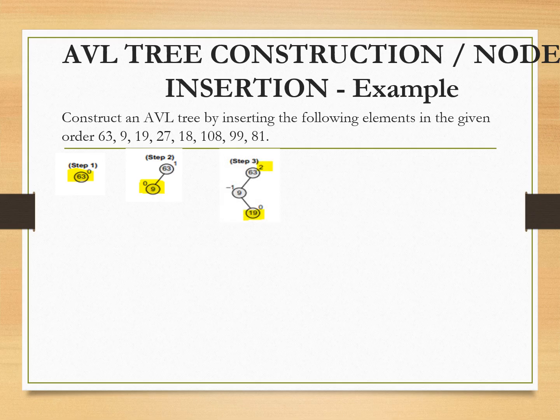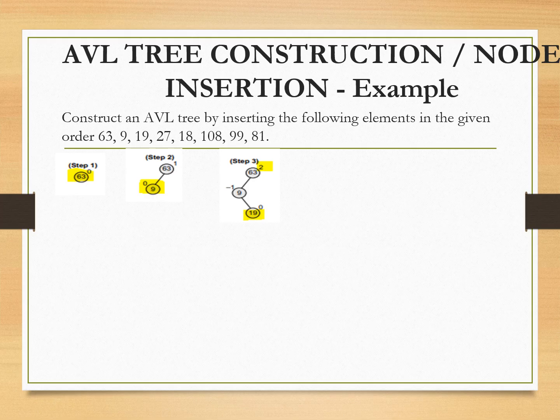Next I need to insert 19. 19 is compared with 63. It is lesser. So it comes to the left. Already 9 is there. 19 is compared with 9. 19 is greater. Therefore to the right of 9. Now again you check for the balancing factor. For 19 it is 0. For 9 it is 0 minus 1. So it is minus 1. For 63, it is 2 minus 0. So it is 2. Now the tree is imbalanced.